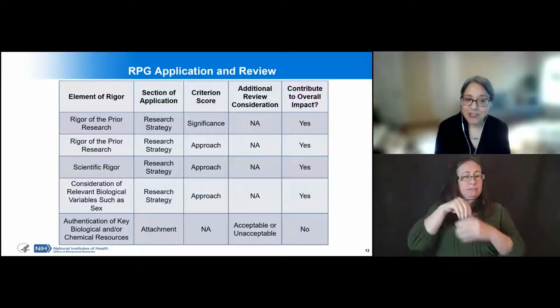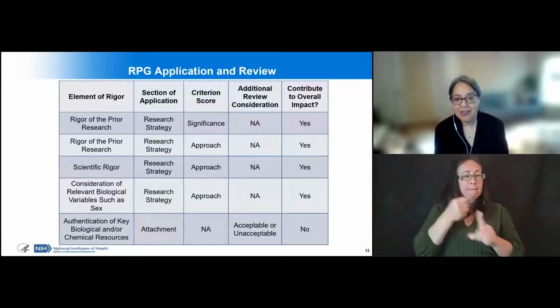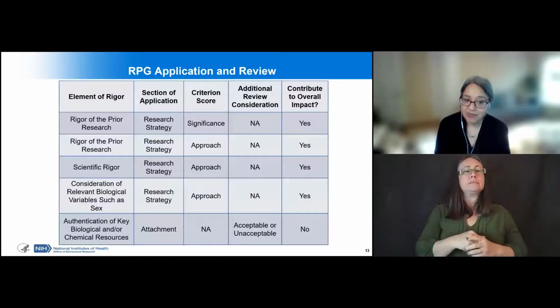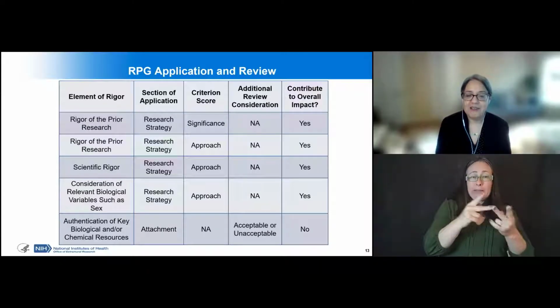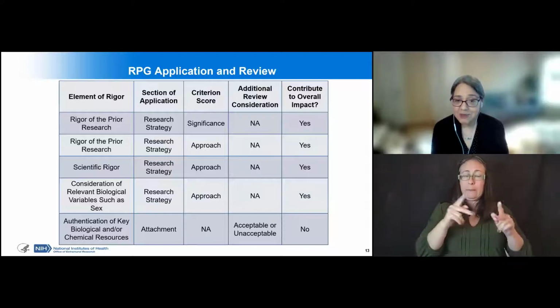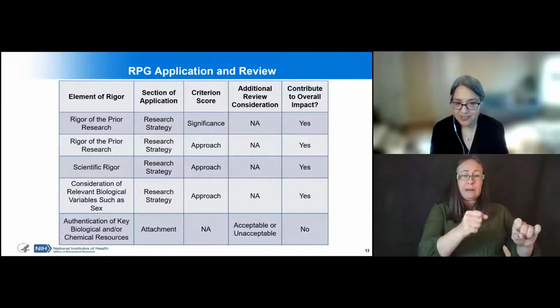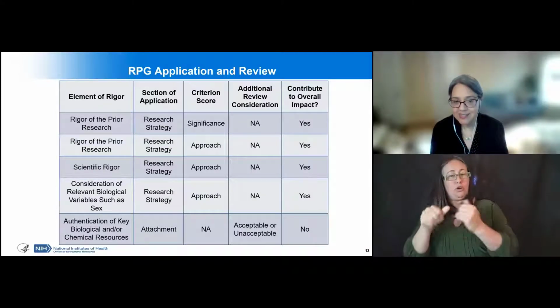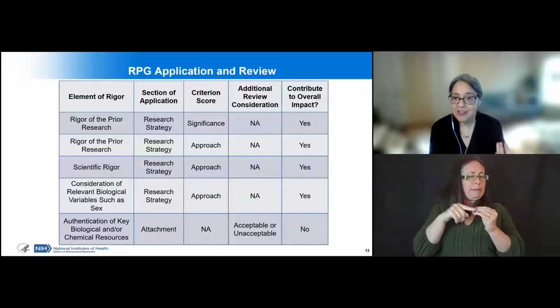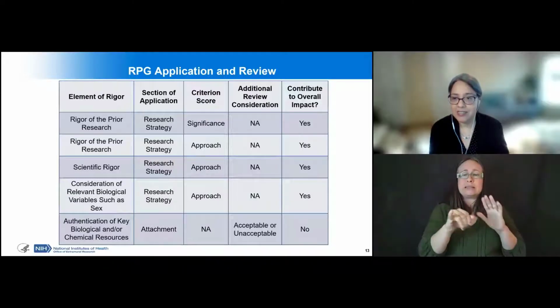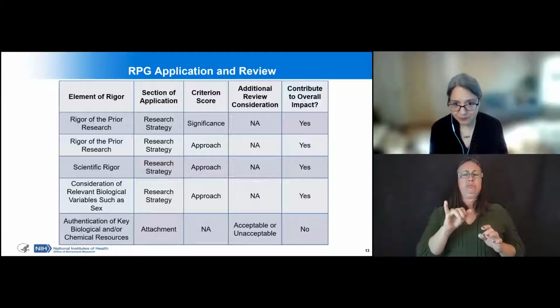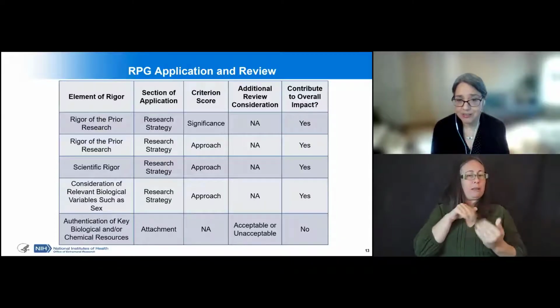Now, rigor of the prior research is the only element that is actually scored in 2 different places. So we have it under the research strategy, where it's scored under approach as well. So this is, I'll talk more about this in a second, but this is really, if you identify any problems in the rigor of the prior research, you need to then tell us how you're going to address them. Okay, and this contributes to overall score.